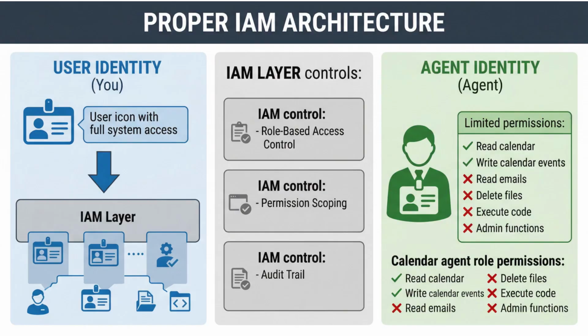This isn't an implementation bug you can patch. It's an architectural gap. To fix it, OpenClaw would need a complete IAM system, agent identities separate from user identities, role-based access control to limit what each agent can do, permission scoping so agents only access what they need, and an audit trail for what agents actually do. Without agent IAM, every OpenClaw instance is a privilege escalation waiting to happen.